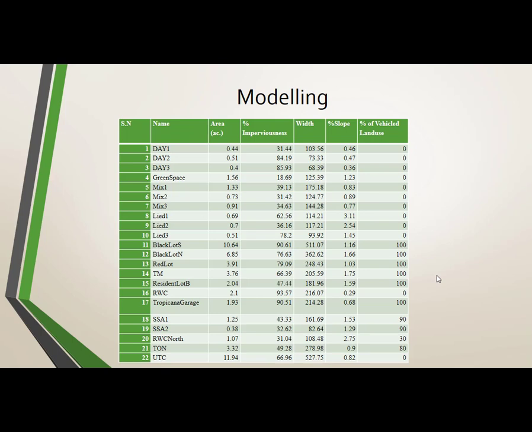which will be used as information for the model. So this is the table of the information about the subcatchments that we will use, and there are 22 subcatchments. As you can see, the area of these subcatchments, where the highest area is 11.94, and the percentage imperviousness that we calculated from the supervised classification, the width of the subcatchments, and then the slope is calculated from the DEM, and the percentage of vehicle land use is based upon what percentage of the land is accessible by vehicles.